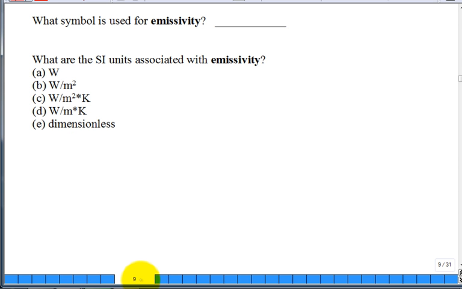And what symbol is used in radiative heat transfer? The emissivity. That's epsilon. Epsilon. What are the SI units associated with the emissivity? I'm closing it out. And we'll show the results.